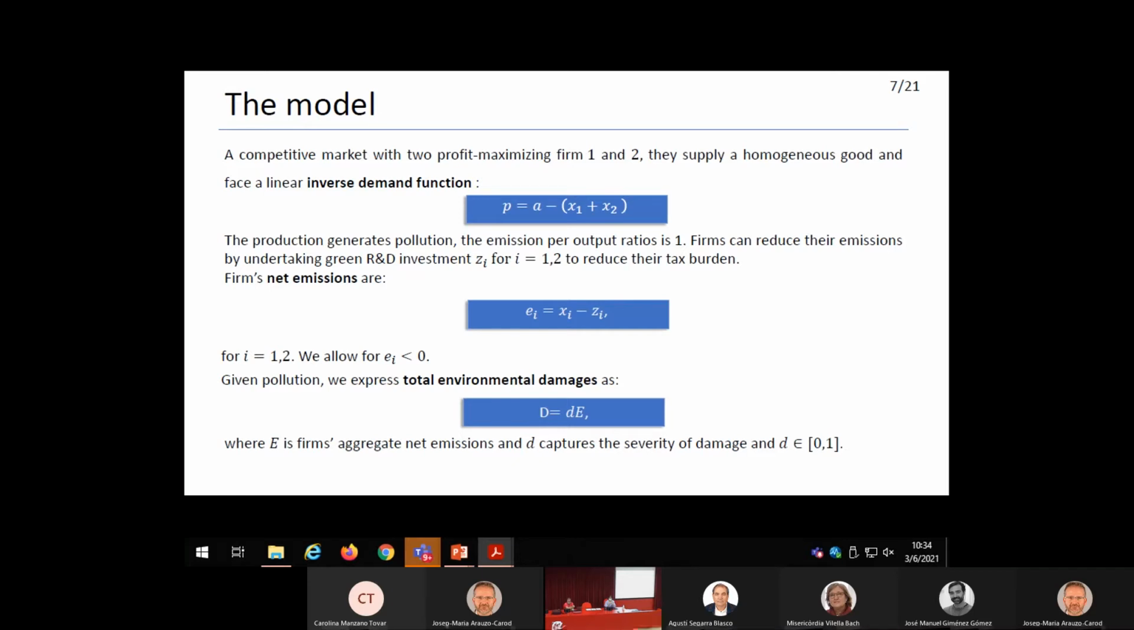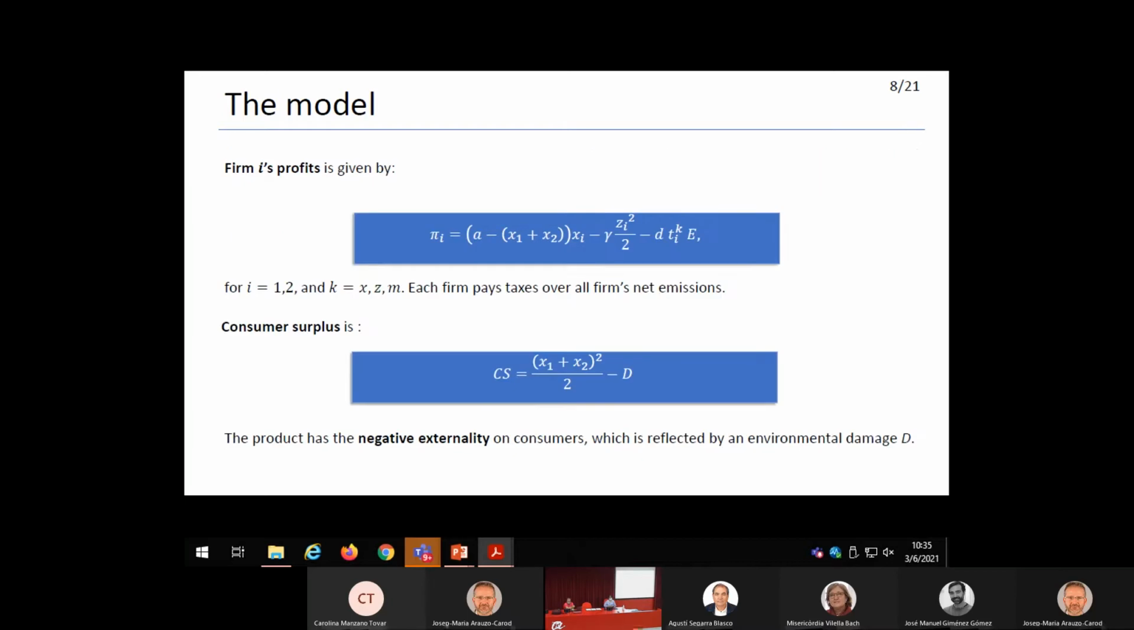Given pollution, we define the total environmental damage as capital D, and capital E is the total firm's net emission, and we use small d to capture the severity of the damage, and the value of the small d is between 0 to 1 to guarantee the positive output. And then we have the profit function as shown in this slide.